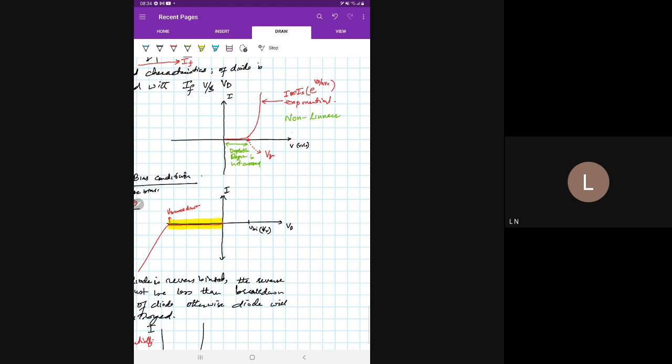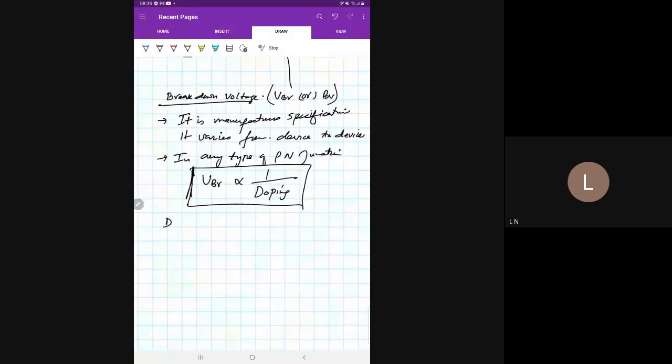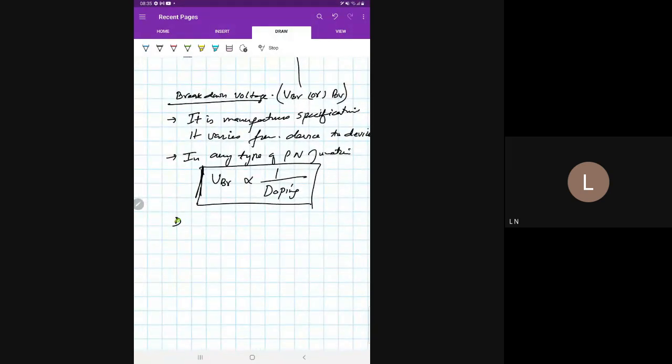Second thing, it is a unidirectional device. It is a unidirectional device because in forward bias the diode conducts, and in reverse bias diode does not conduct. Therefore, diode conducts in only one direction, that is in forward direction, in forward bias situation. That is why we say that diode is a unidirectional device.